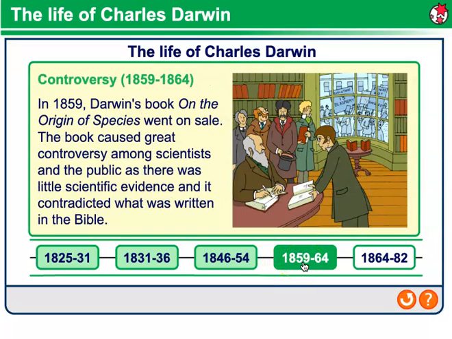From 1859 to 1864, he really focused his work on the origin of species, which was his major publication. In 1859, that book went on sale. The book caused great controversy among scientists and the public, as there was very little scientific evidence, and it contradicted what was written in the Bible at the time.